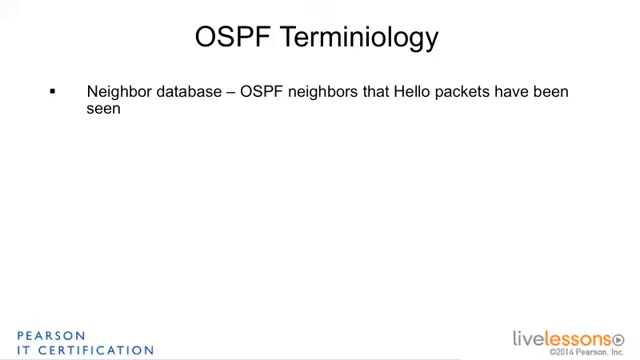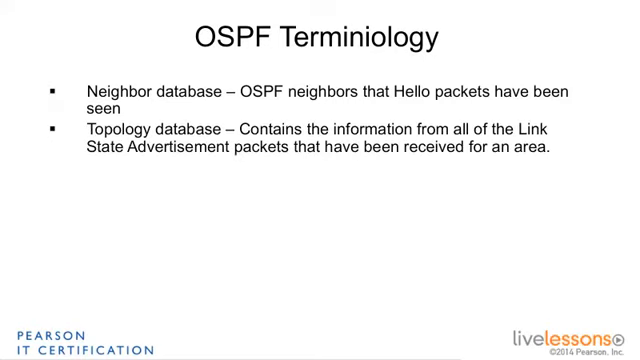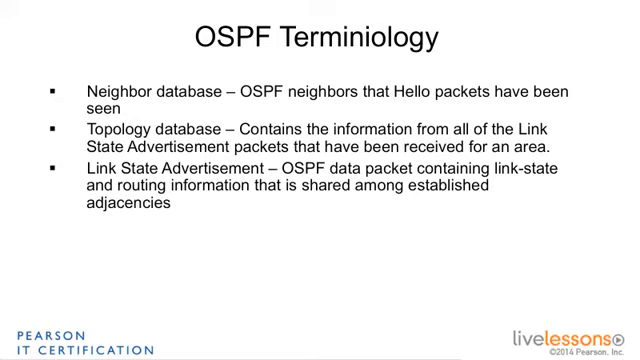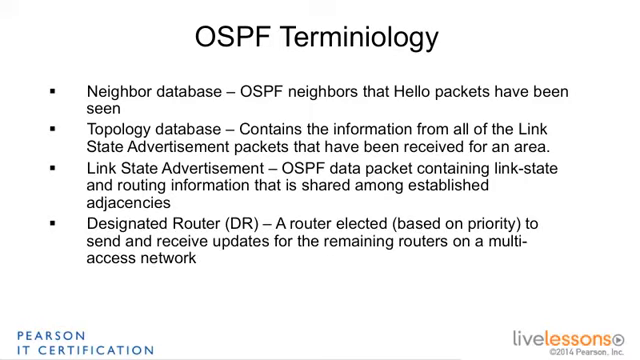A neighbor database contains OSPF neighbors that hello packets have been seen from. Topology database contains the information from all of the link state advertisement packets that have been received for an area. A link state advertisement, or LSA, is an OSPF data packet containing link state and routing information that is shared among established adjacencies. There is also a term called designated router, or DR.